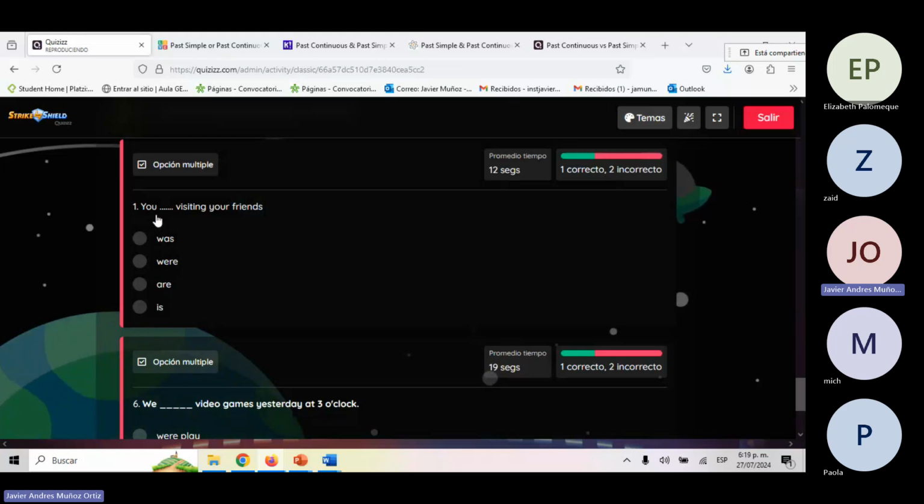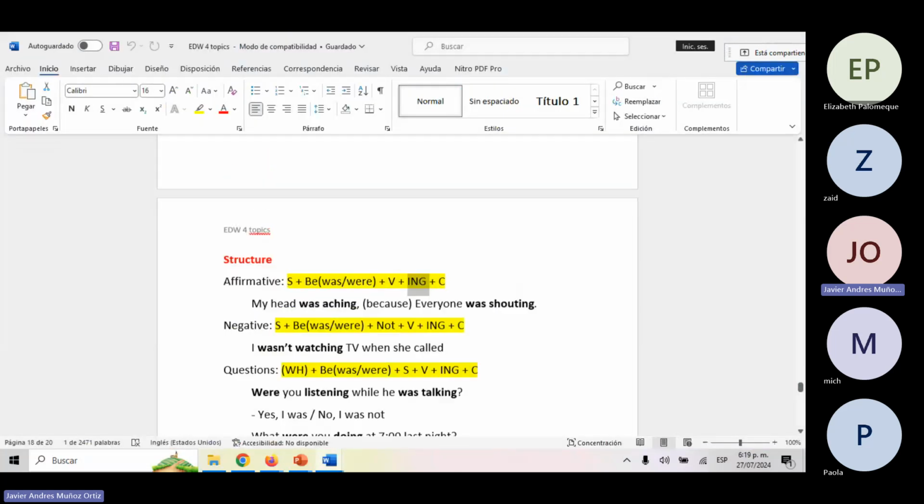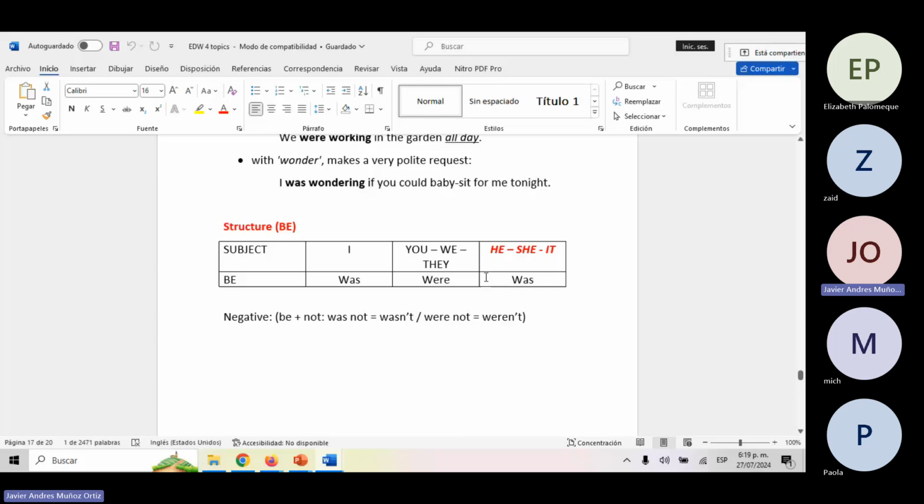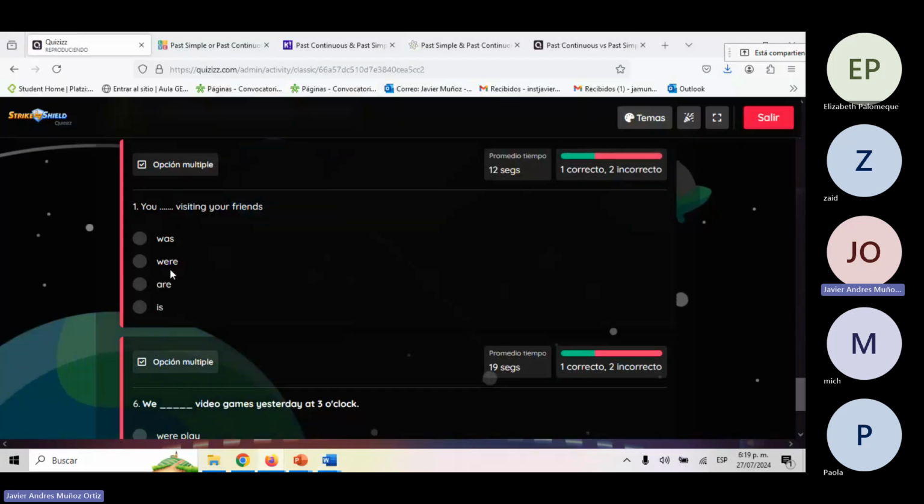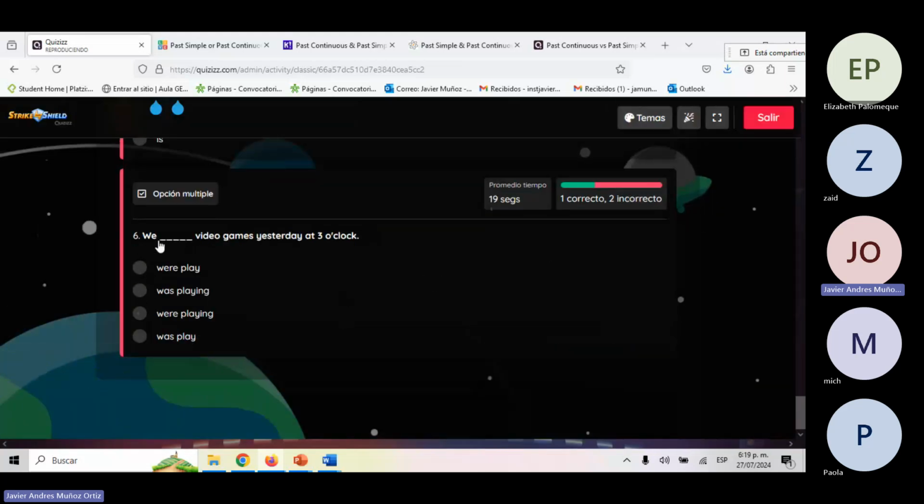You. Once again, what's the conjugation for you? The conjugation of verb to be. For all the plurals, the verb to be is conjugated as were in the past. Therefore, you were visiting your friends. Why were and not are? It's because we are studying in this moment the past continuous tense. If we were studying present continuous tense, are would be acceptable, correct. But because we are talking about past continuous tense, we need to mention the verb in past. It's coherent, right? And finally, we.